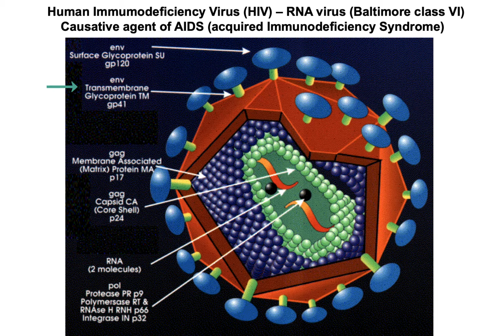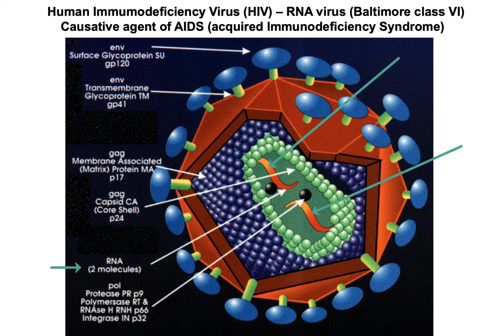Then there's GP41, which is a transmembrane protein. Those two are actually made as a polyprotein and then broken up and reassembled. Then there's the host membrane in red, so that's from the previous host cell that was infected. The GAG gene produces the matrix protein, which fills up the interior portion of the virion. It also encodes for the capsid protein, which surrounds the chromosomes of the virus, as well as a polyprotein.